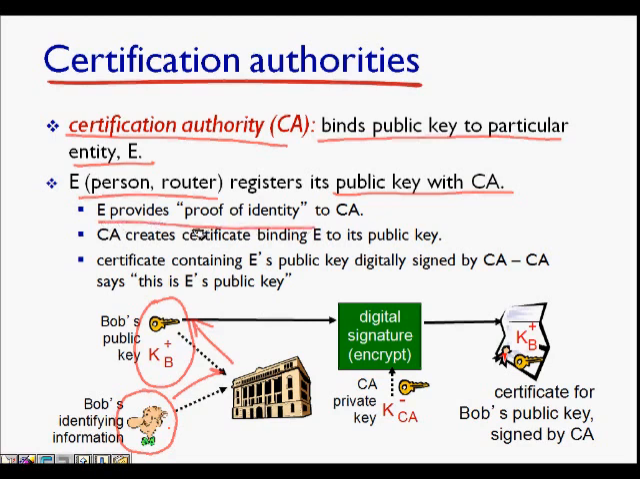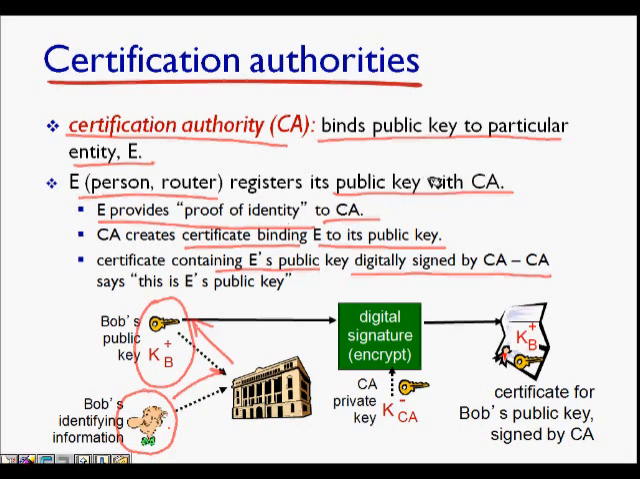E provides proof of identity to the CA. He provides that, okay, this is Bob, I am Bob, with his passport or whatever he has, and now the CA knows that this person is really Bob. Then the CA binds the public key to him and creates a certificate binding E to its public key. So now his public key is bound with his information. The certificate contains his public key digitally signed by the CA.